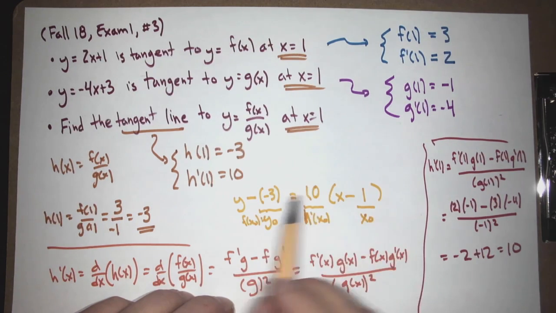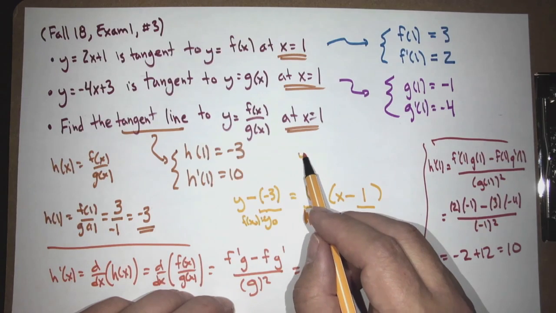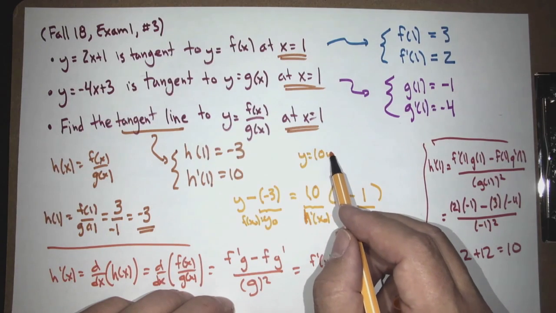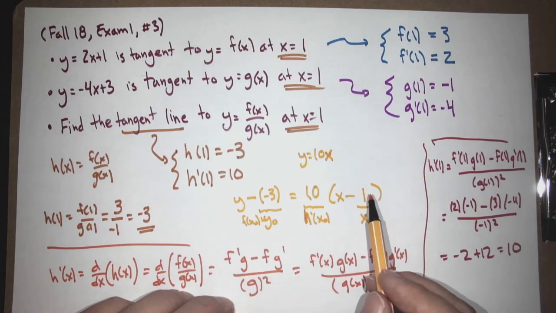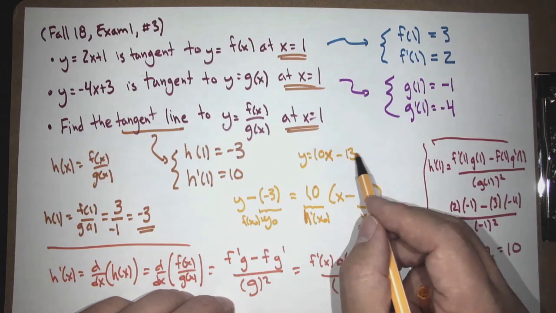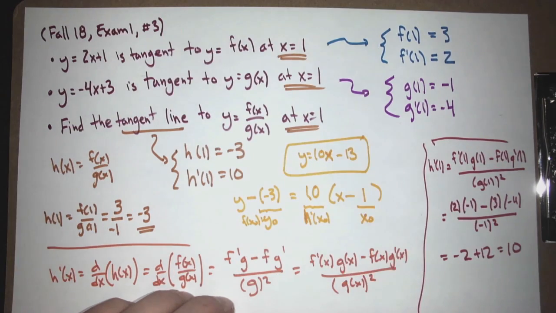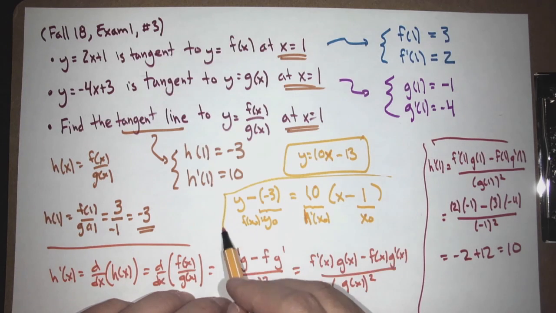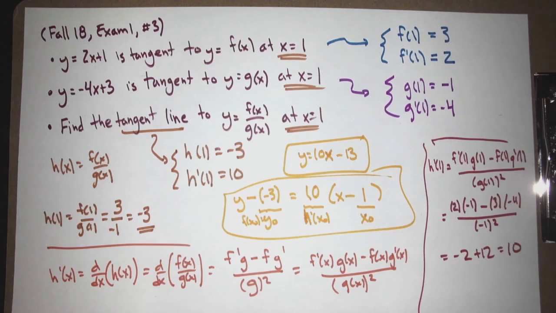Now, that's it. You can leave your answer like that. If you want, you can rearrange this. This says y equals 10x. You have a minus 10. This is plus 3. Bring it over to be a minus 13. And that's fine. This is also fine. And there we go. Boom! 10 points. On our way to that A.